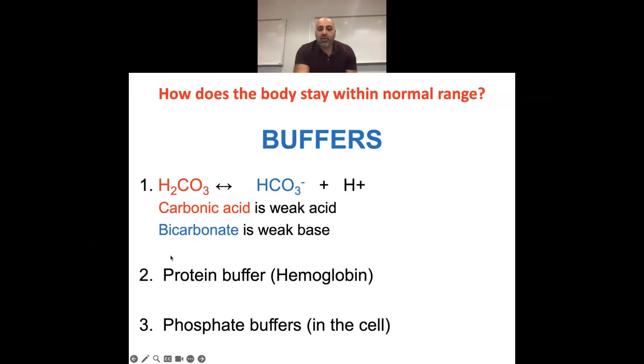Go through the bicarb buffer system, protein buffer we talked about with blood, phosphate buffers. These are the 3 different buffers we focus on here. So all of these are trying to normalize the 7.35 to 7.45. So if we're above it, they'll release hydrogen ion. If we're below that range, they'll bind hydrogen ion. Okay.